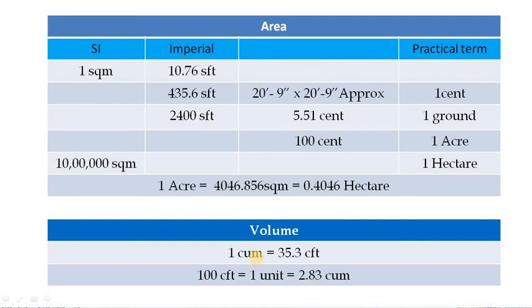1 cubic meter is equal to 35.3 cubic feet. 100 cubic feet is normally called 1 unit, which is 2.83 cubic meter.